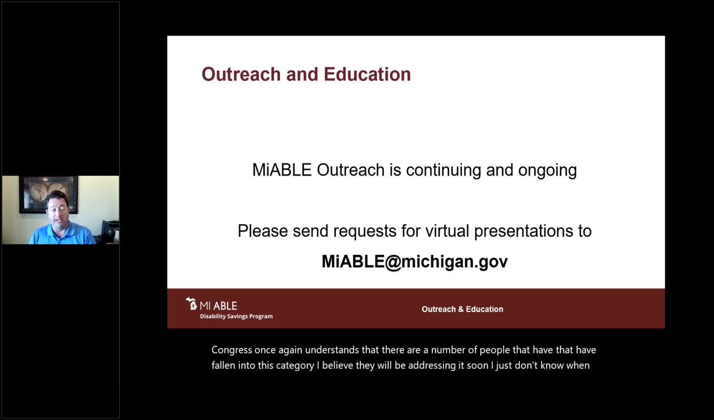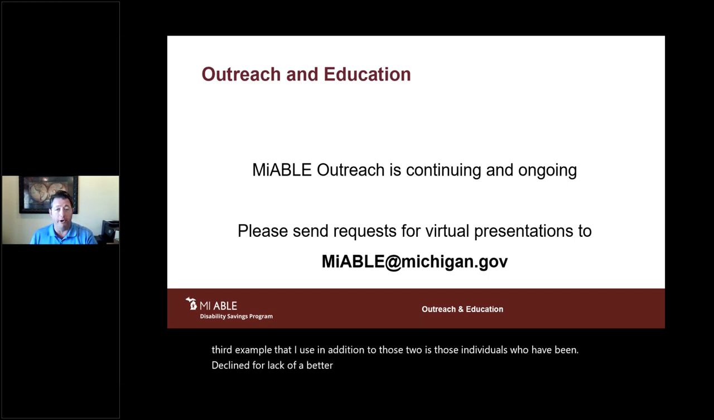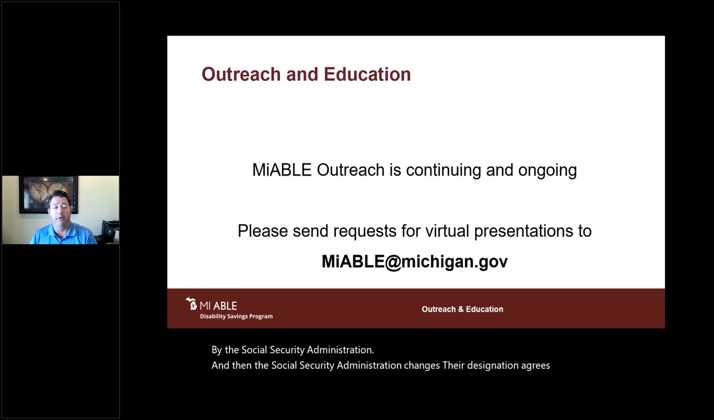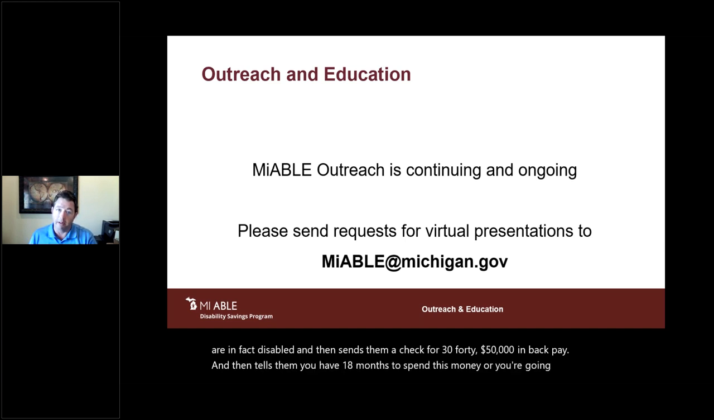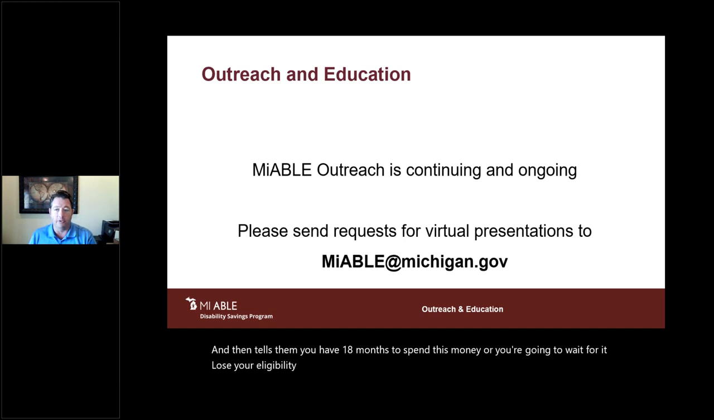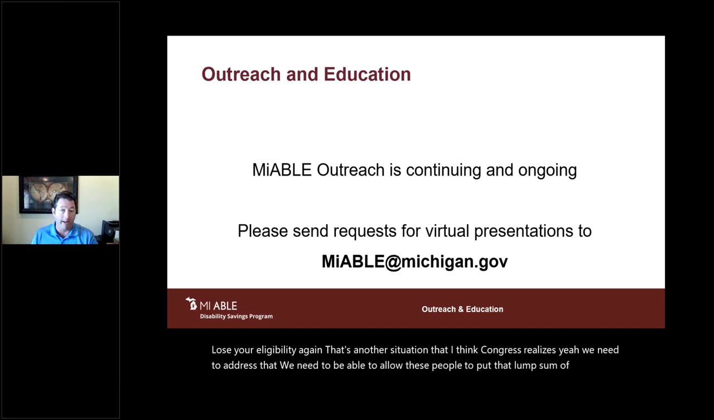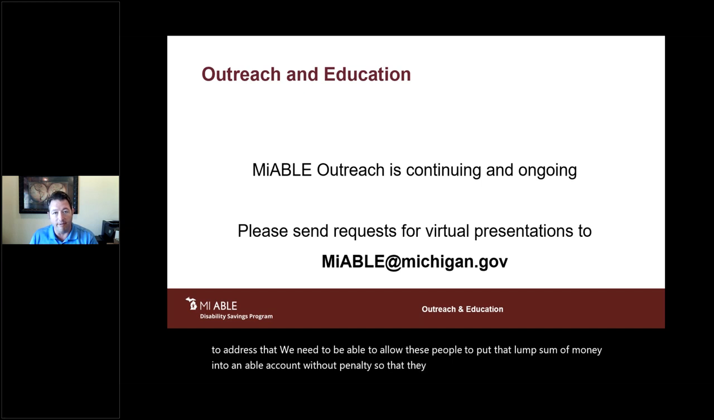The third example that I use, in addition to those two, is those individuals who have been declined, for lack of a better term, by the Social Security Administration. And then the Social Security Administration changes their designation, agrees that yes, they are in fact disabled, and then sends them a check for $30,000, $40,000, $50,000 in back pay, and then tells them you have 18 months to spend this money or you're going to, wait for it, lose your eligibility again. That's another situation that I think Congress realizes, yeah, we need to address that. We need to be able to allow these people to put that lump sum of money into an ABLE account without penalty so that they can use this money for what it's intended for, their disability expenses. So we're not there yet.